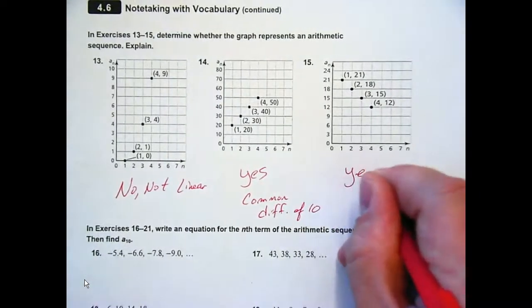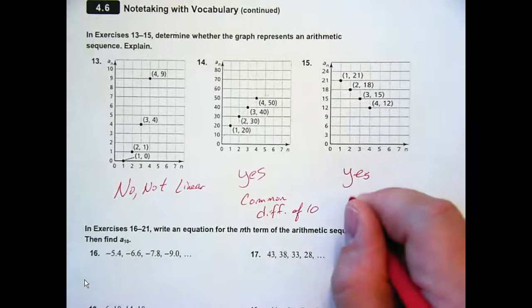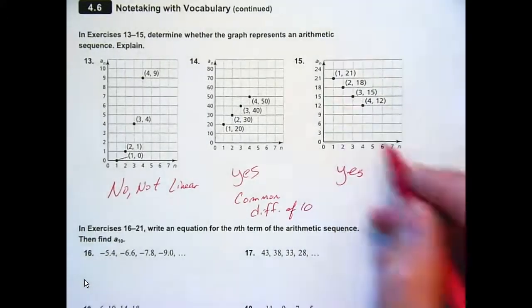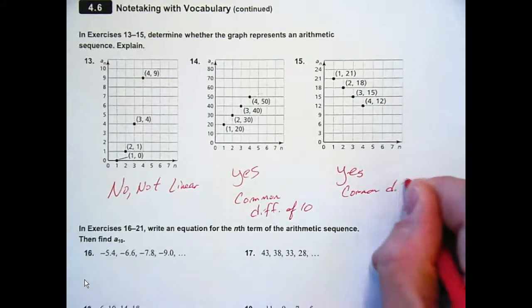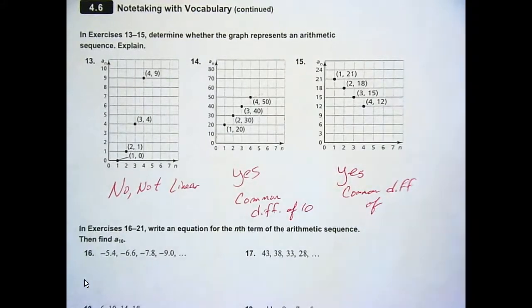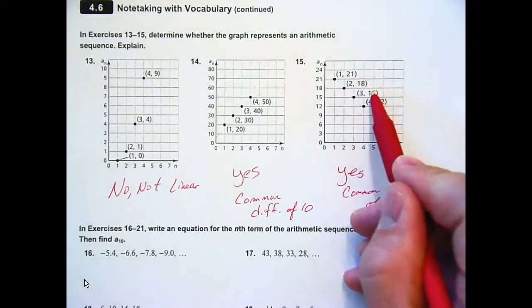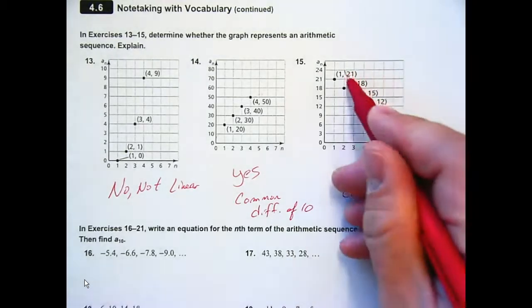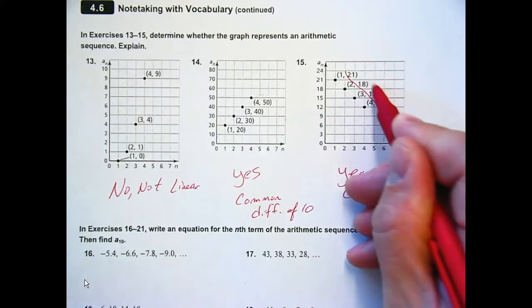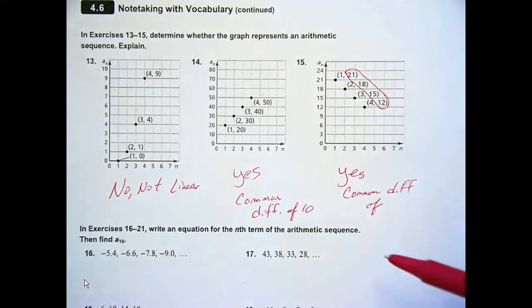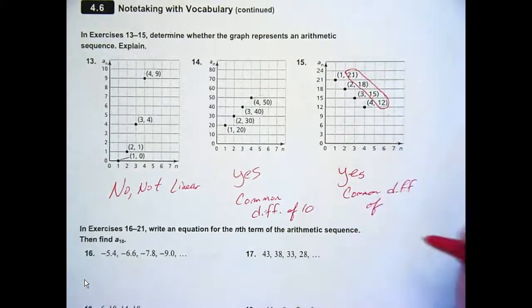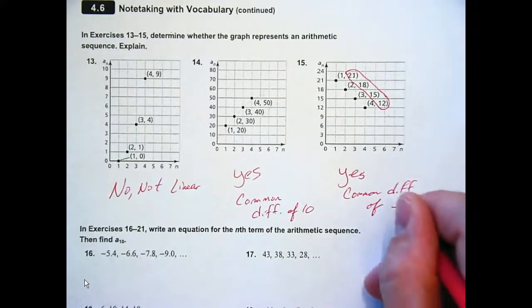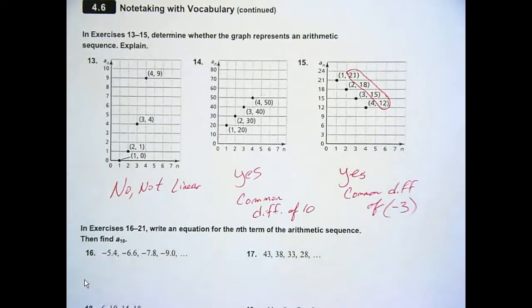Yes, how come? Yeah, it looks like it's a straight line, which means it has a common difference. What's common difference? So what's y changing every time? Mac, what's y going by every time? -3. All right, very good. Ladies and gentlemen, any questions?